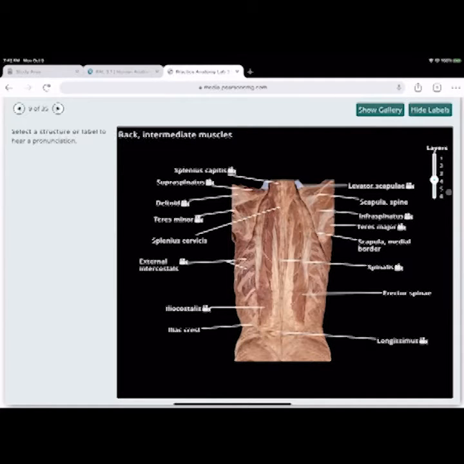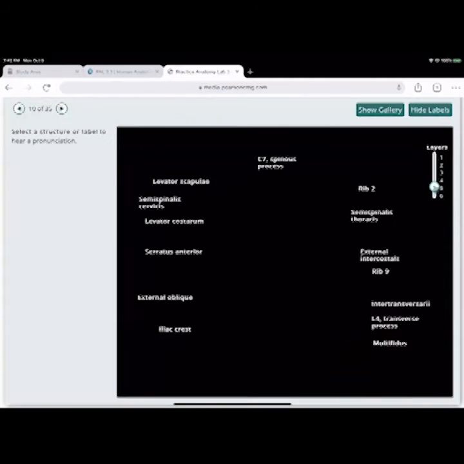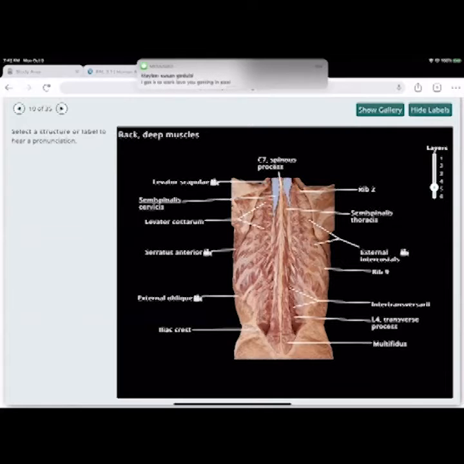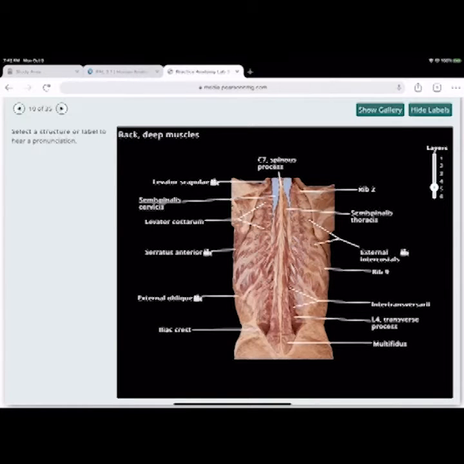Let's do a little bit deeper dissection here. And this is C7. This is the spinous process. The levator scapulae muscle, again, of the neck. Okay. The semispinalis cervicis muscle. The levatores costarum muscles, those are between the ribs. They come down across it.